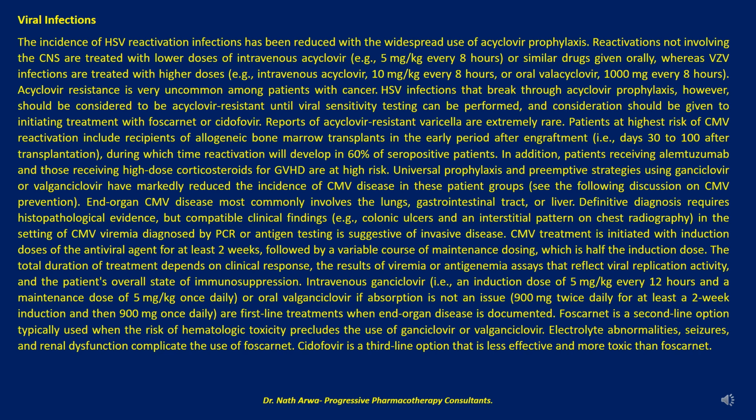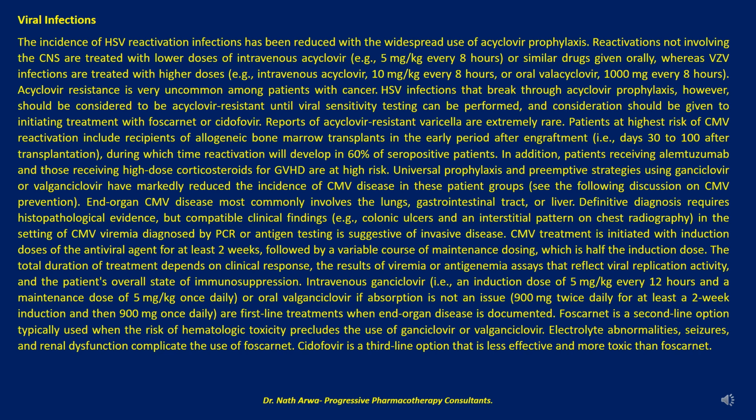End-organ CMV disease most commonly involves the lungs, gastrointestinal tract, or liver. Definitive diagnosis requires histopathological evidence, but compatible clinical findings, e.g., colonic ulcers and an interstitial pattern on chest radiography, in the setting of CMV viremia diagnosed by PCR or antigen testing is suggestive of invasive disease. CMV treatment is initiated with induction doses of the antiviral agent for at least 2 weeks, followed by a variable course of maintenance dosing, which is half the induction dose. The total duration of treatment depends on clinical response, the results of viremia or antigenemia assays that reflect viral replication activity, and the patient's overall state of immunosuppression.